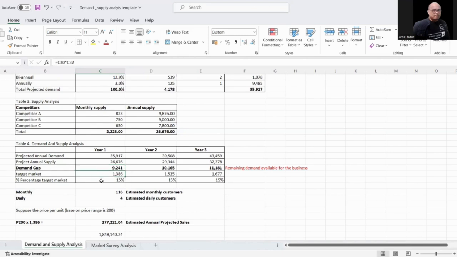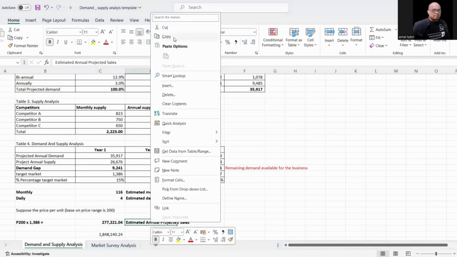And now we're going to compute for our projected annual sales. Suppose that this is the price range, 200. Okay, this is the maximum price, no? Let's just say 100 to 200, you get the maximum price. And then multiply it by your target market, the percentage of your demand gap. Then you arrive at 277,221.04 as your estimated projected annual sales.